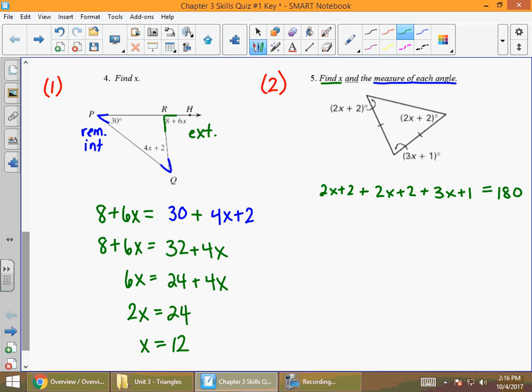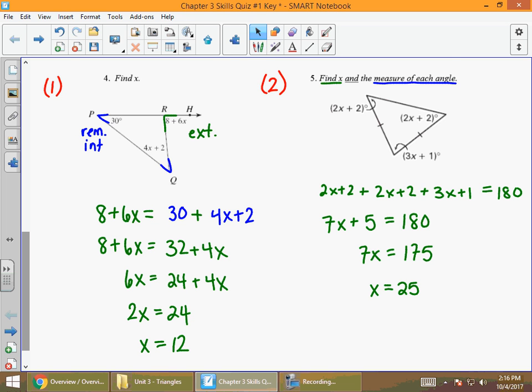All right, well, combine like terms: 2x, 2x, and 3x is 7x. 2, 2, and 1 is 5. That equals 180. Subtract 5. 7x equals 175. And divide by 7, and you get x to be 25. So that's the first point. Then with x equal to 25, I just plug it in.